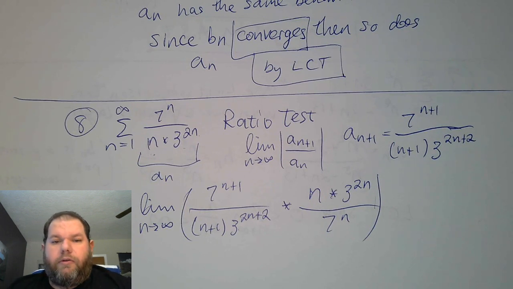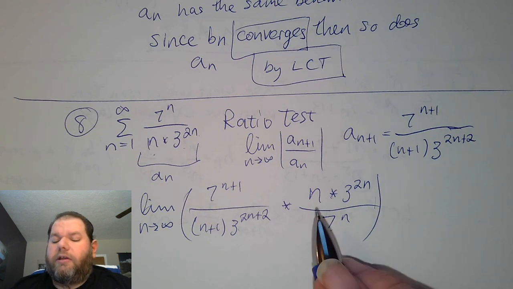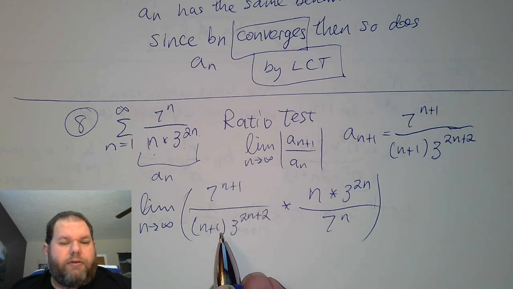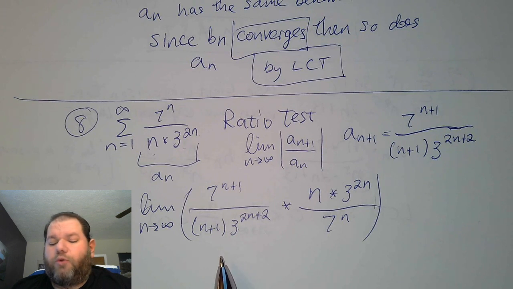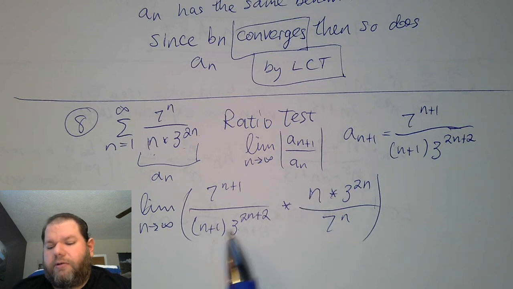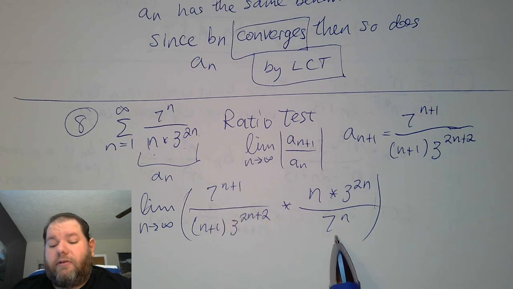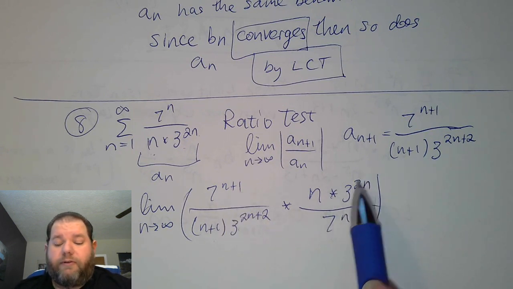Now, we know that we cannot cancel polynomial terms, although we could reduce them if it's possible. And n over n plus 1, we can't really reduce those, or cancel anything for that matter. So we'll just leave those two alone. The 7s we can certainly reduce, and then the 3s we can reduce.